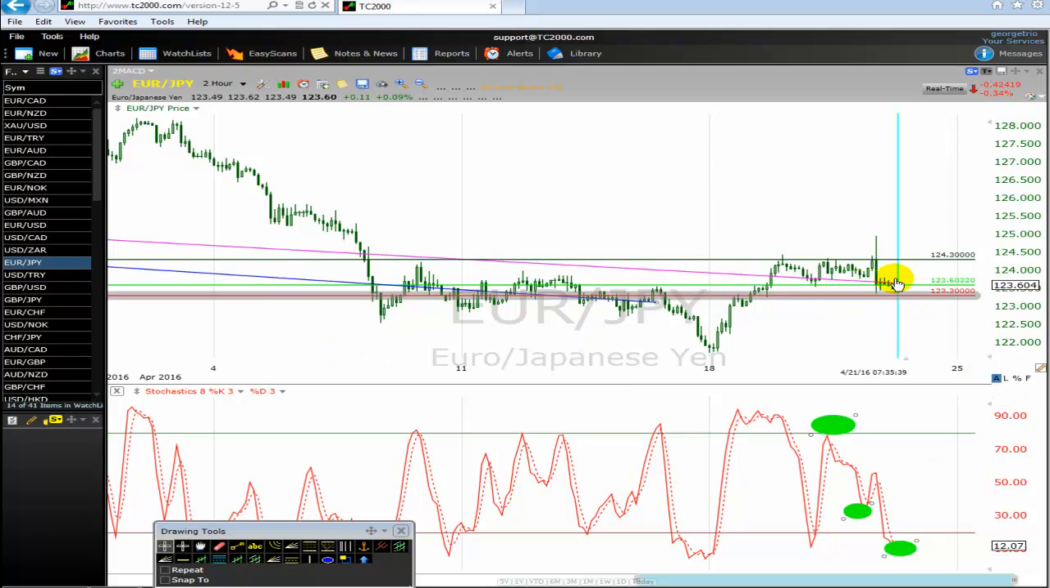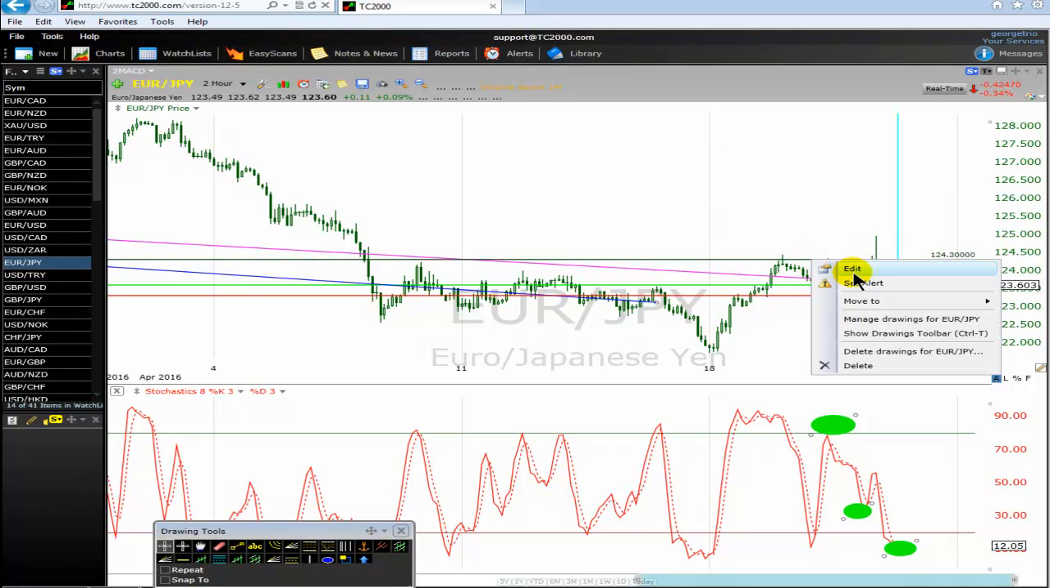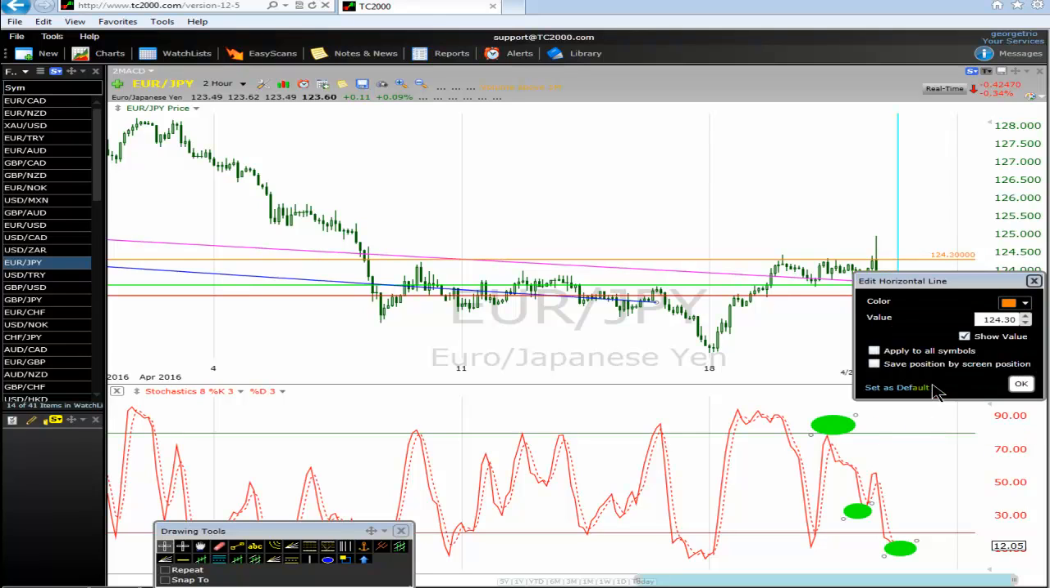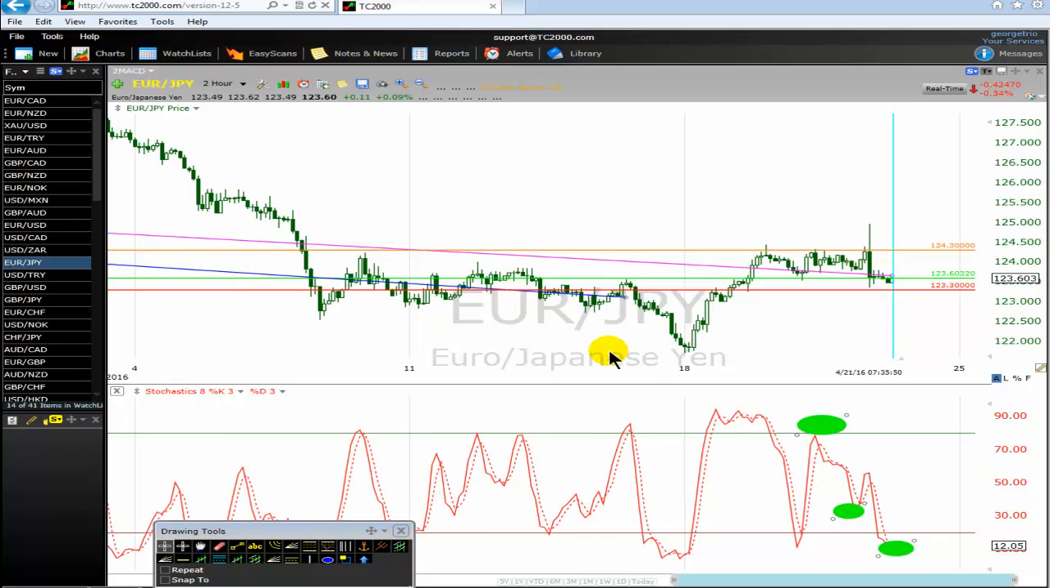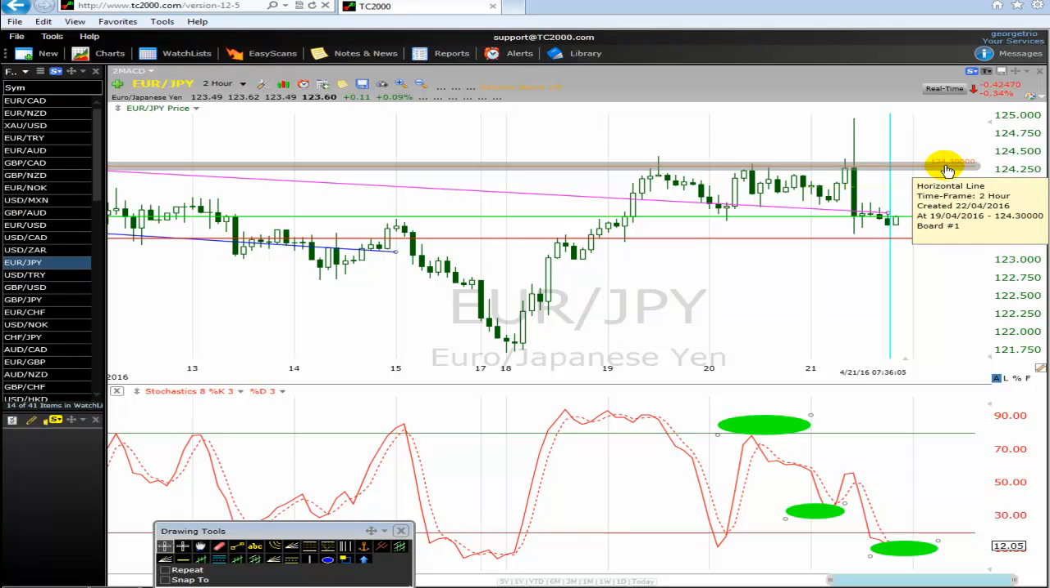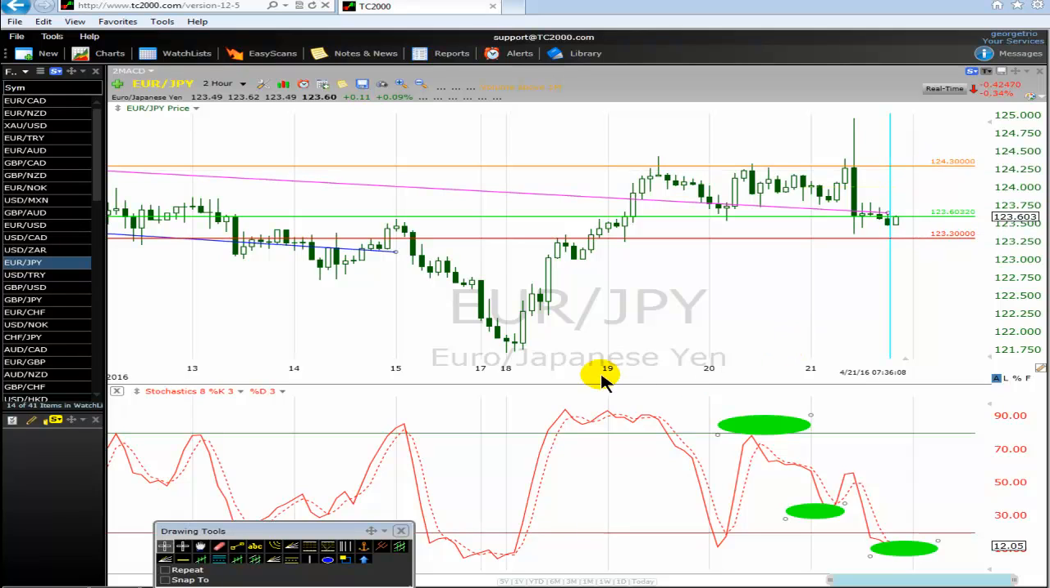That's it. 1.2430. That's my profit target there, which I'm going to color now into orange. So that's it, I'm now in this trade. Entry at 1.2330, stop loss at 1.2300. So entry point 1.2330, stop loss 1.2300, profit target 1.2430.